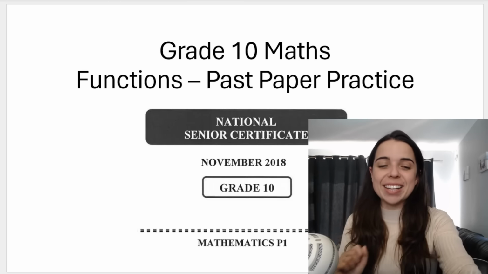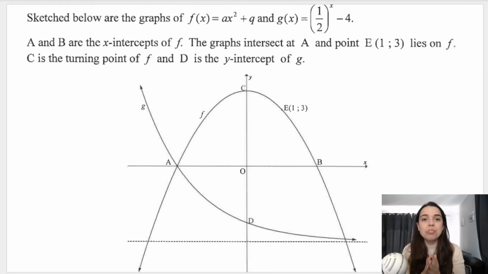Let's jump right in. In our first question, we've got a sketch below of the graphs of f of x and g of x. The first thing I want you to do immediately is decide which graph fits with which equation. So we've got f of x is equal to ax squared plus q. As soon as you see x squared, you know you're dealing with a parabola, the quadratic function. So that is this function over here.